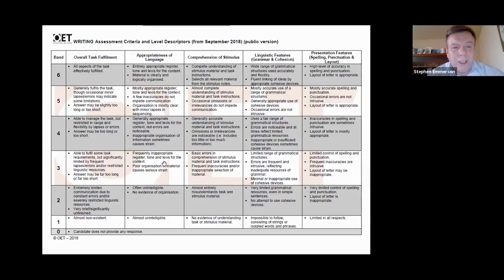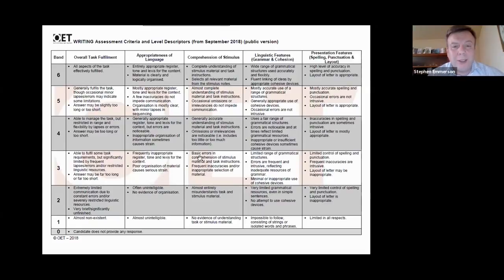So for 3, frequently inappropriate register, tone, and lexis for context. So you must remember, when you're writing these letters, you need to be using impersonal tone. So you don't want to personalize the letter at all. So what concerns me most about her condition, or I am very concerned about her condition. So don't personalize your letters. Poor organization of material, and this would cause serious strain for the reader.